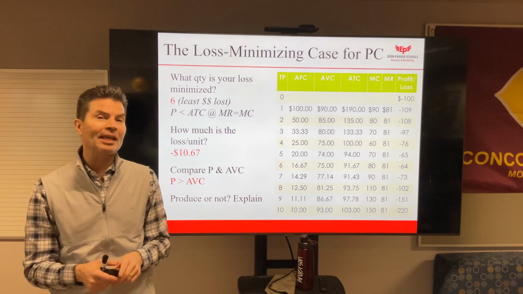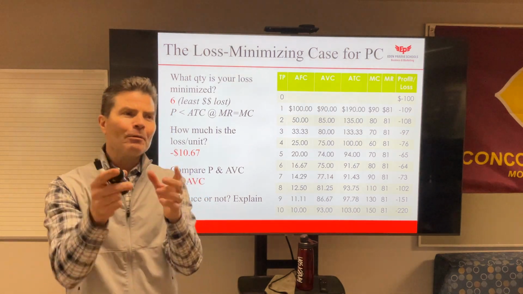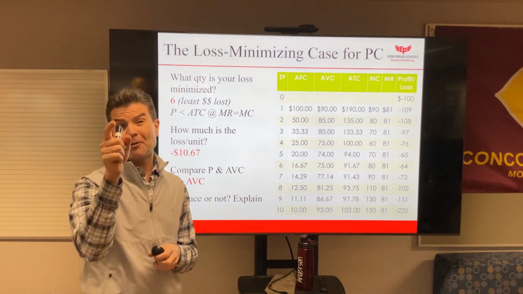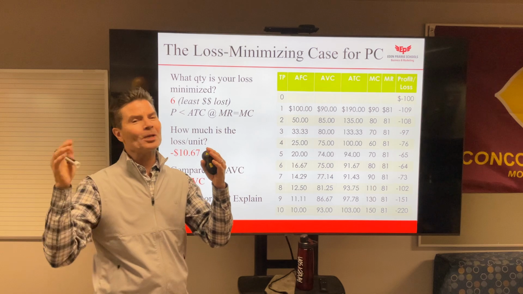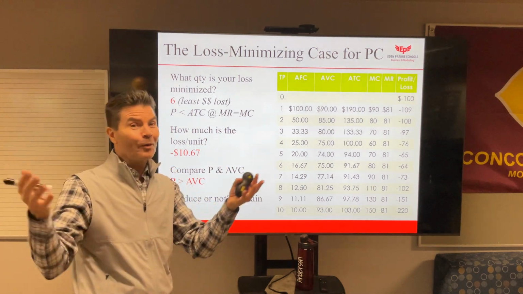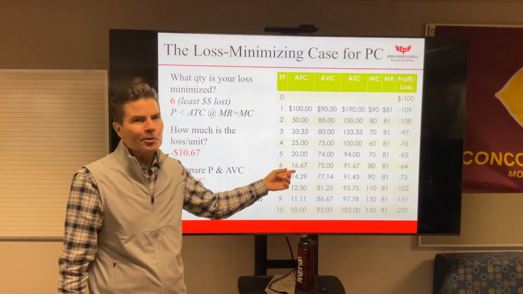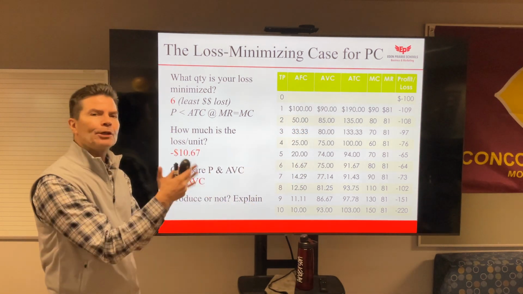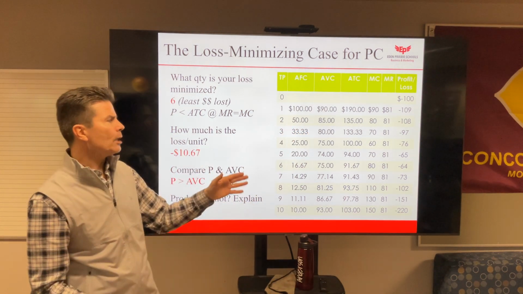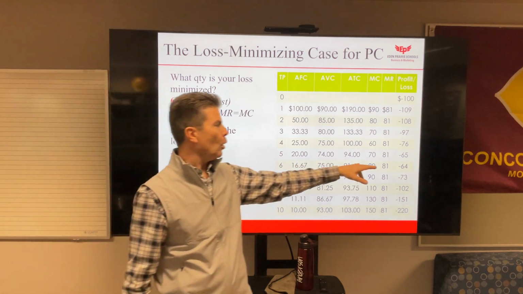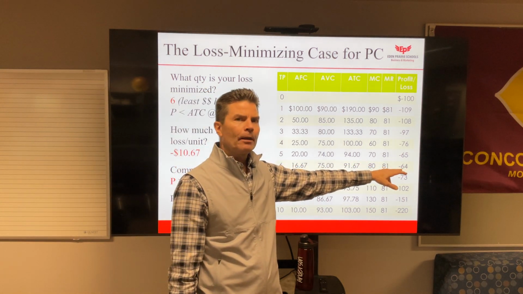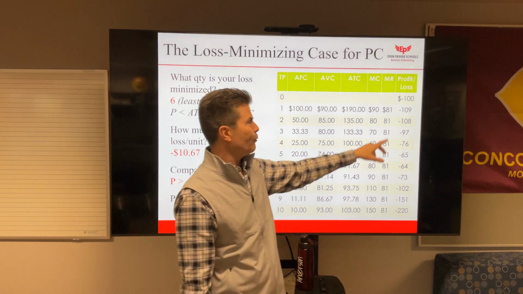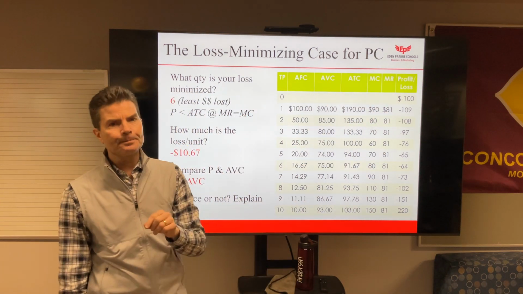So my question to you is this: do you like money? If I was to say, would you rather lose $64 or would you rather lose $100? Most of you, I hope, would say, I'd rather lose 64 than 100. And so this is why you produce. We are going to produce because we're only losing $64 if we produce six units, but if we shut down, we're losing 100.